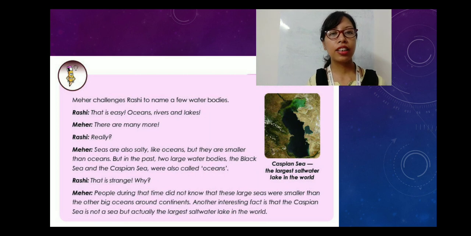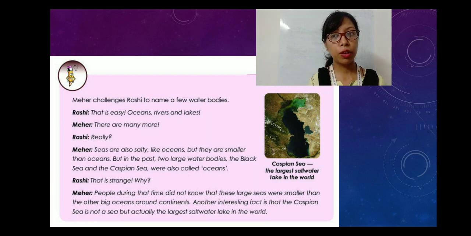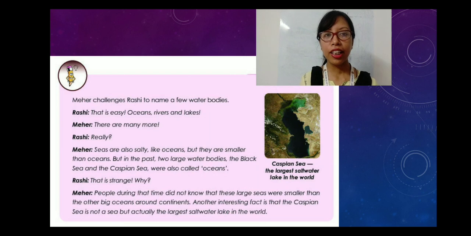Now in the past, what happens? The two large water bodies, the Black Sea and the Caspian Sea, were also called oceans, but why? Because in the past, people didn't know that these large seas were smaller than the oceans, and the oceans which were around the continents, right? Therefore this Black Sea and the Caspian Sea were called oceans in the past.